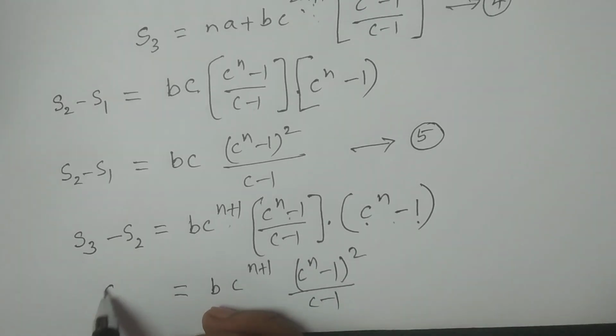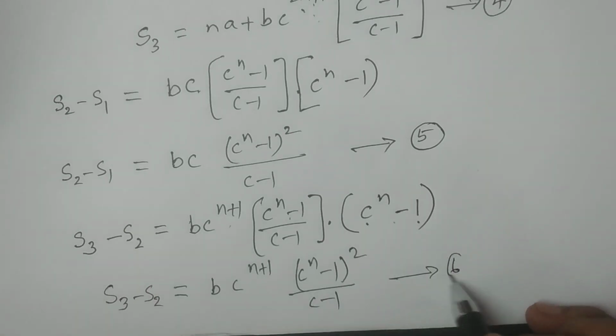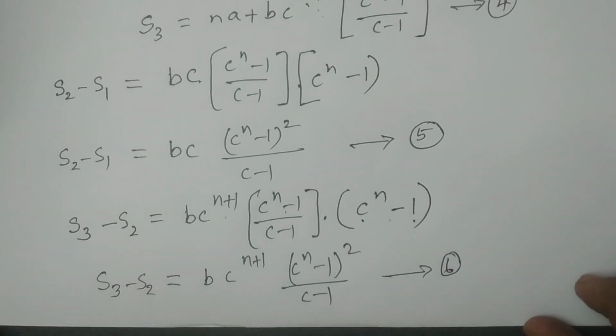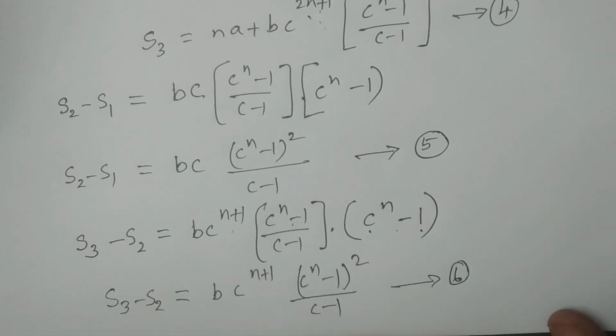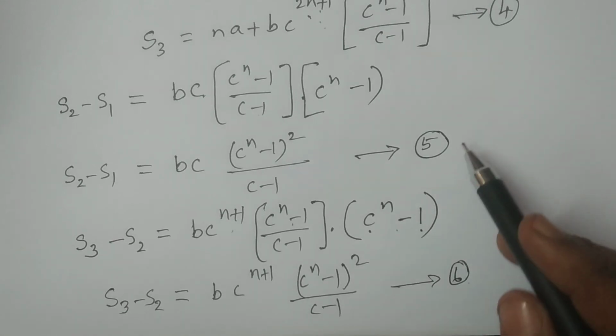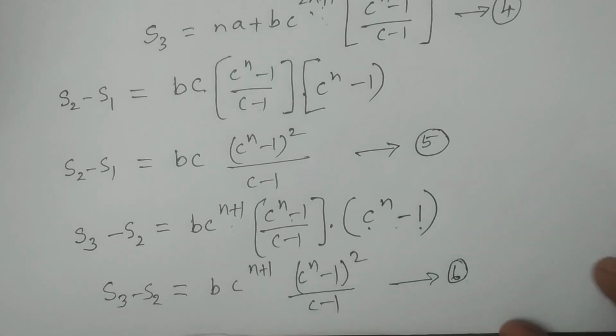So what is this? S3 minus S2. Let us consider it as another result, equation 6. Do you understand this? This is S3 minus S2, b into c power n plus 1 multiplied by c power n minus 1 whole square divided by c minus 1. Though we have calculated S2 minus S1, we have also calculated S3 minus S2. Now we divide these two, that is 6 and 5. We divide these two equations.